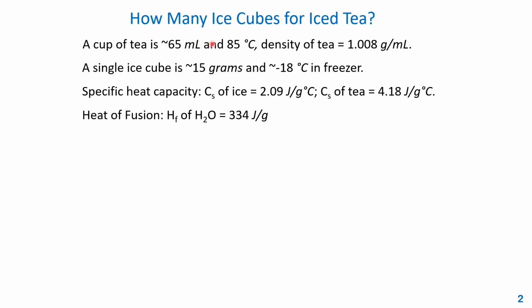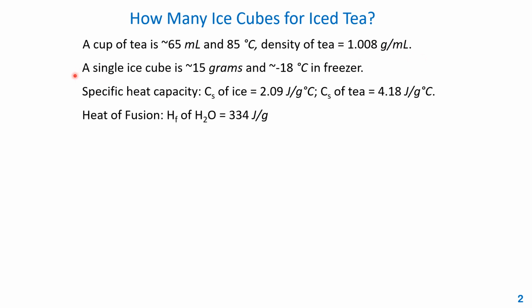Here is a common question from everyday life. Probably you have some common sense about this, right? How many ice cubes to make iced tea? Say you have a cup of tea, about 65 milliliters, a small cup, at 85 degrees Celsius, pretty hot, and the density of tea is 1.008 grams per milliliter, slightly higher than water.